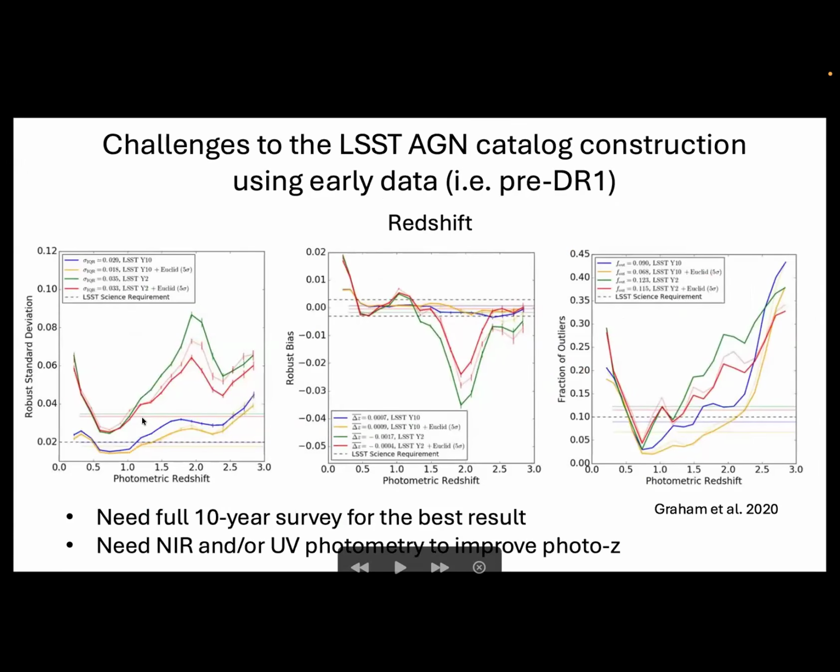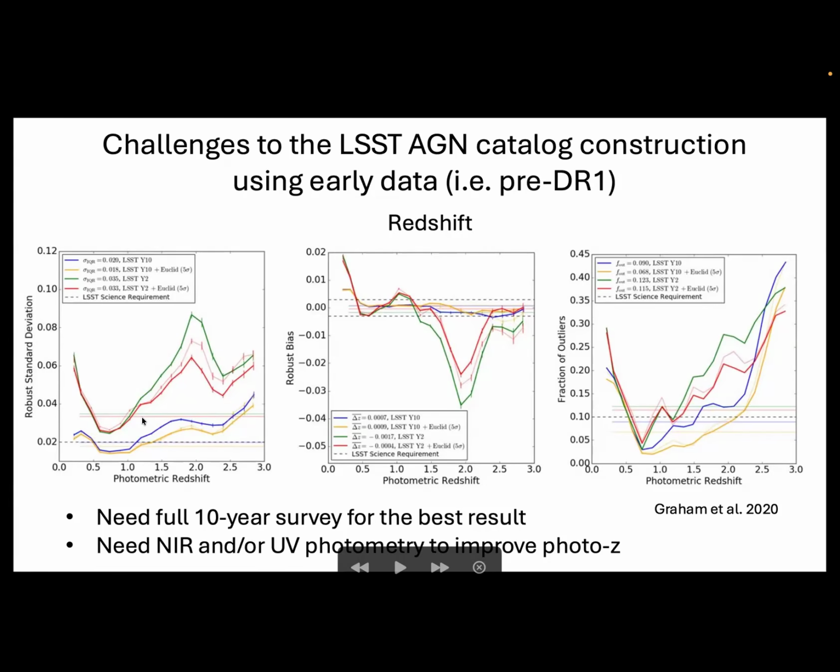Second, redshift. These three panels show the standard deviation, the bias, and the outlier fraction of the photo-z compared to the spectroscopic redshift. There are five lines, but see the blue and yellow lines versus the green, pink, and red lines. Blue and yellow lines are based on the LSST 10-year operation, so the full data set. And green, pink, and red lines are based on 2 years of LSST operation. So clearly we need the full 10-year LSST operation to get better performance.